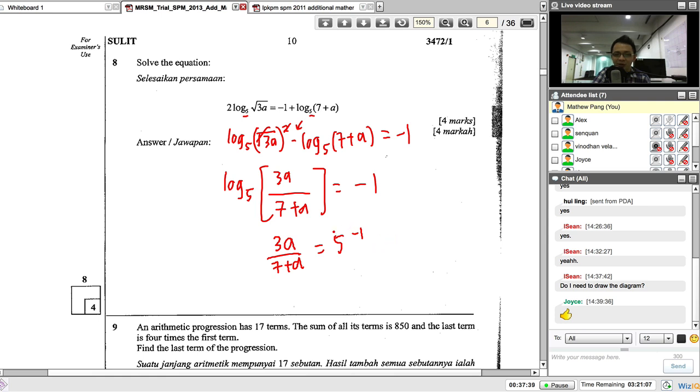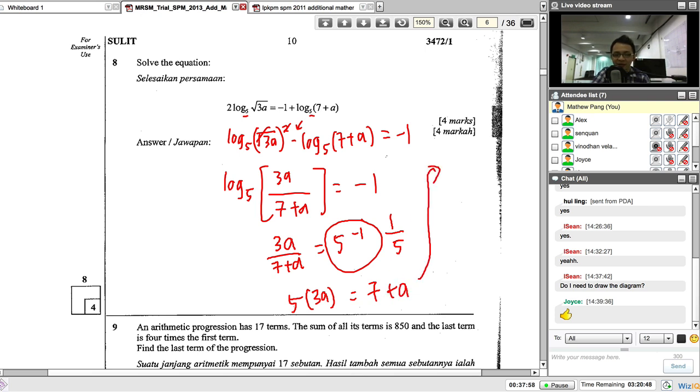So what is 5 to the power of -1? This is 1 over 5, right? Okay, it's the same thing. So this is 3a. So I multiply by 5 here, and then my 7 plus a goes to the other side. Alright, then I almost solved it.